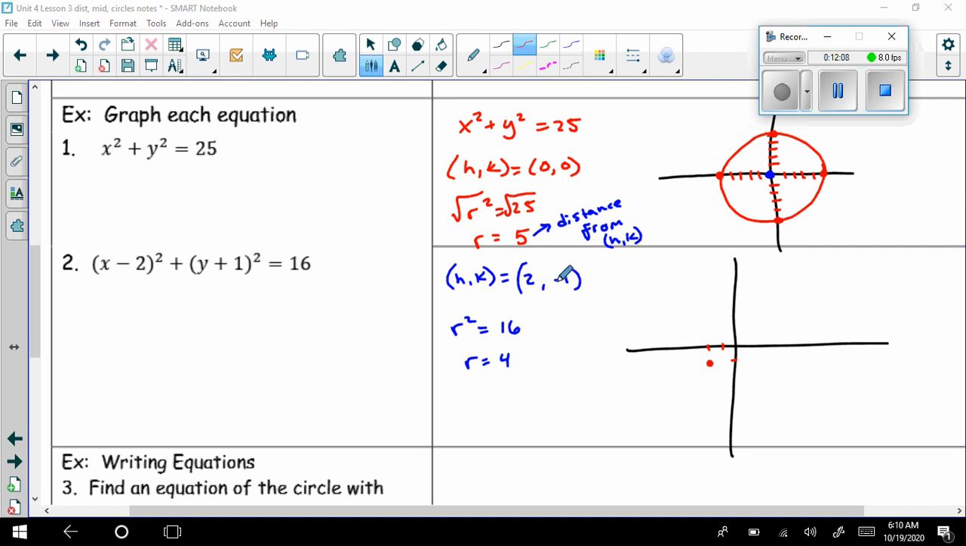Okay, so watch your signs when you do your center. We're at 2, -1. That's the only thing that would make this a plus, is if we switch the sign. Square root of 16 is 4. So from my center point here at 2, -1, I'm going to go 4 to the left, 4 down, 4 to the right, and 4 up. Draw your circle, and you got it.